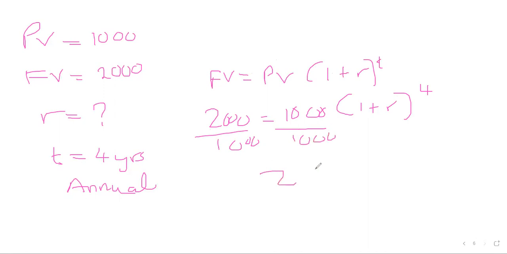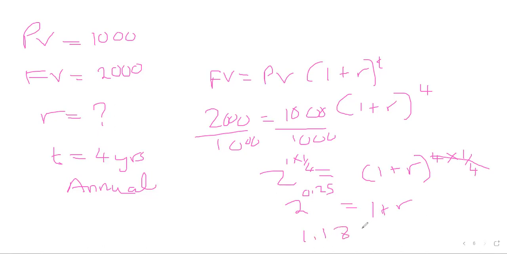So to find our R, which is protected by the brackets, we need to remove this power. So we have an invisible 1 there. To get rid of this 4, we find the reciprocal. If there was a 5 there, we would have done 1 over 5. Since there's a 4 there, we'll do 1 over 4. So you do 2 to the power 1 over 4, or you just convert it to decimal. 1 over 4 is 0.25. So on a calculator, you just punch 2 to the power 0.25. It will give you 1.1892.